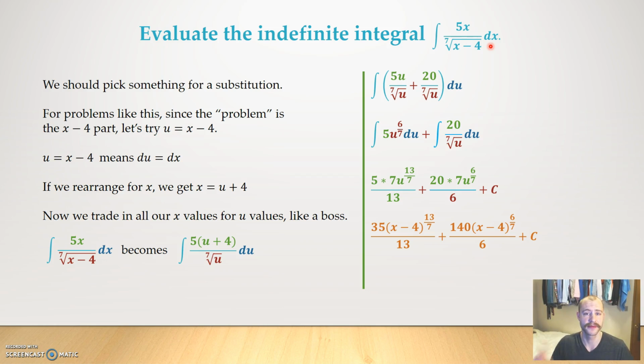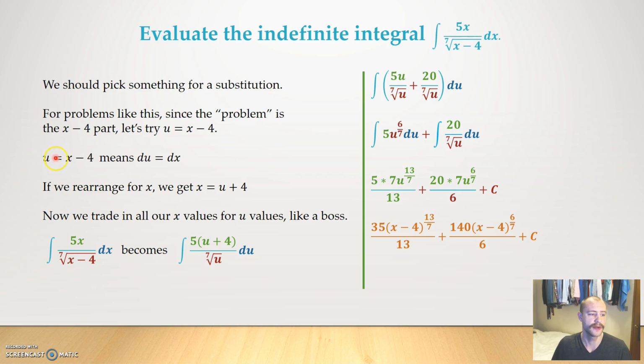What we do is your first integration technique, which is substitution. U-substitution. So we should pick something for a substitution. For problems like this, since the problem is the x minus 4 part, let's try u equals x minus 4. And it's just our first try. Sometimes the first try for substitution doesn't yield any results, and that's fine. Then we'll try something else. I think this one's going to work.